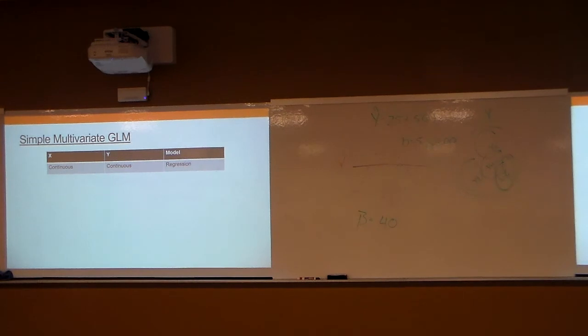All right. So a simple multivariate GLM, right? This is going to be a bunch of x's, one y, right? If I have a number of continuous x variables and a continuous y variable, I'm talking about a regression model. If my x variable is discrete, right, and my outcome is continuous, we're talking about an ANOVA model here, right?